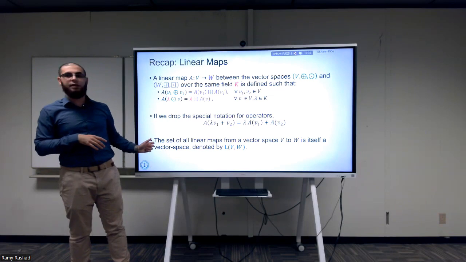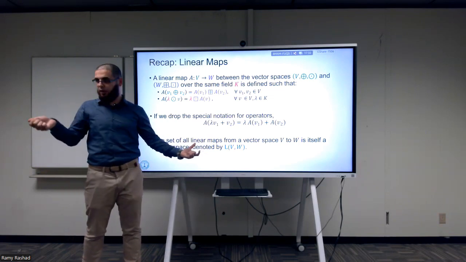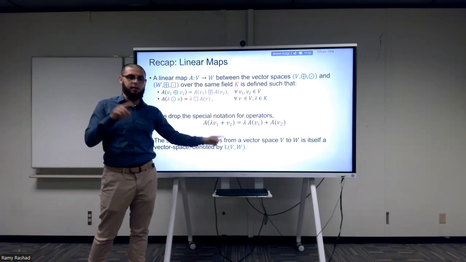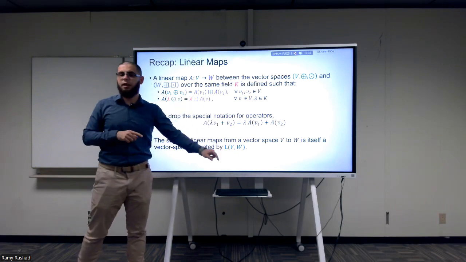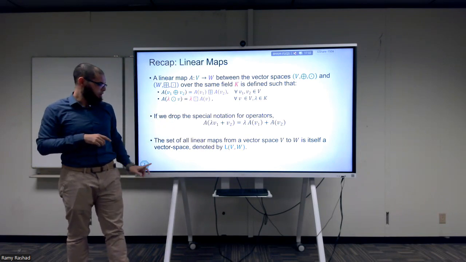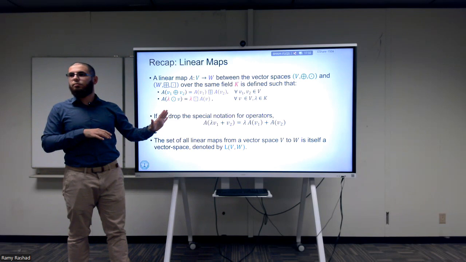The set of all linear maps is itself another vector space that we discussed, and we call it L of V, comma W. I think last time we introduced it with a semicolon. I'm just going to correct the slides in this. Any questions so far?